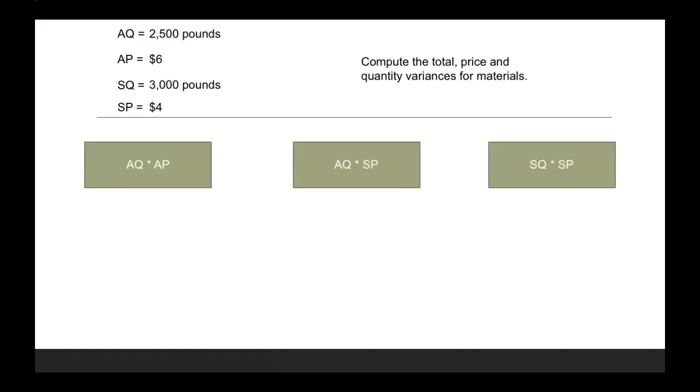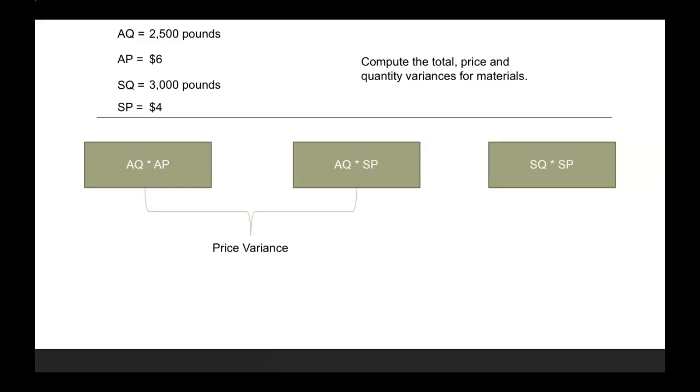So now we can compute the total price and quantity variances for materials. So a few different ways that we can do this. Let's work through it visually here. So we have actual quantity times actual price over in the far left. In the middle, actual quantity times standard price. And then in the far right, standard quantity times standard price.